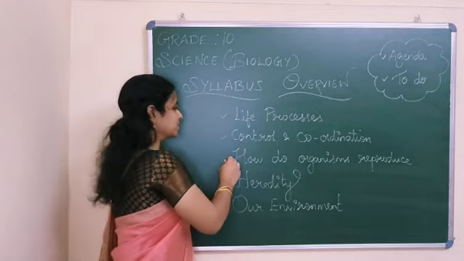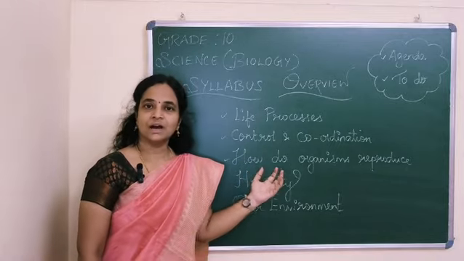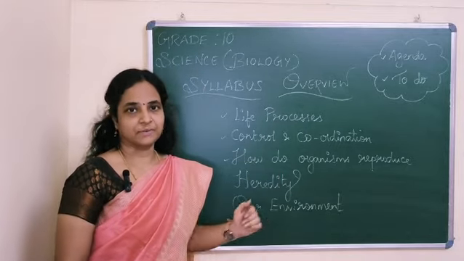The third chapter is going to be how do organisms reproduce. Here we are going to talk about how plants as well as animals reproduce.